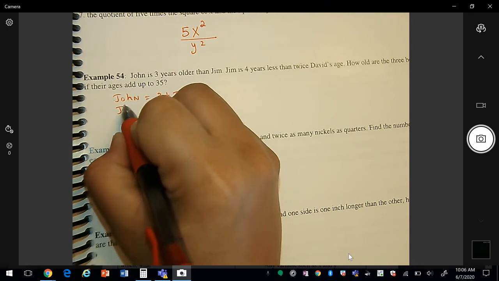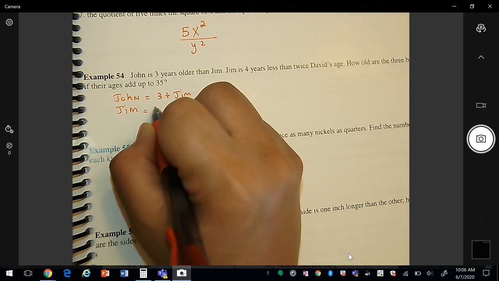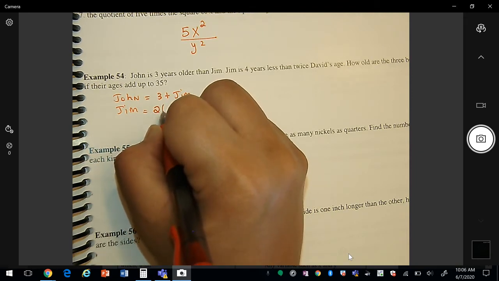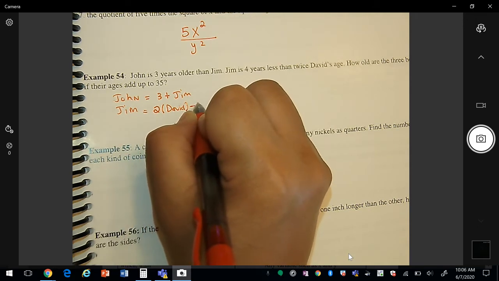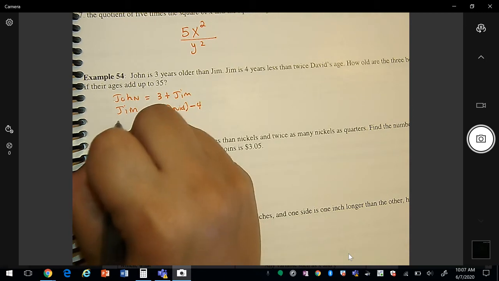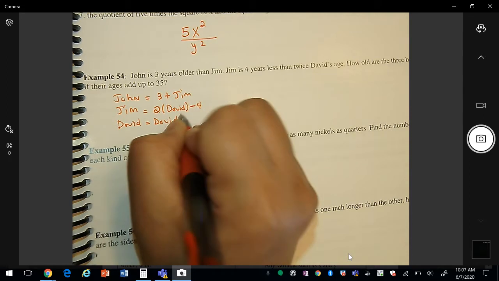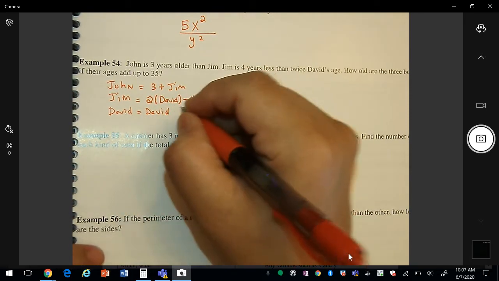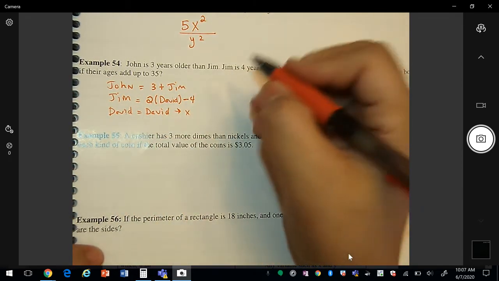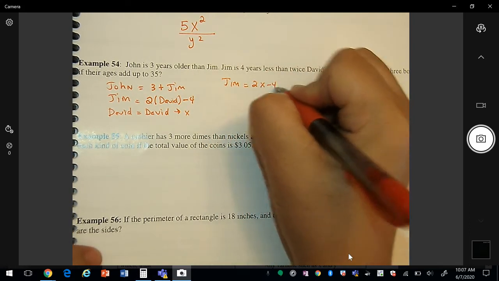Jim is 4 years less than twice David's age. So here is 2 times David's age, and then we're going to subtract 4 years. And then David is David, we don't know his age. Okay, so let's call David x. So then that means that Jim would be equal to 2 times x minus 4.